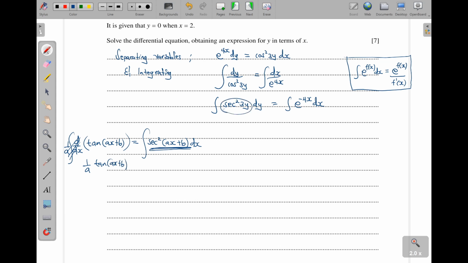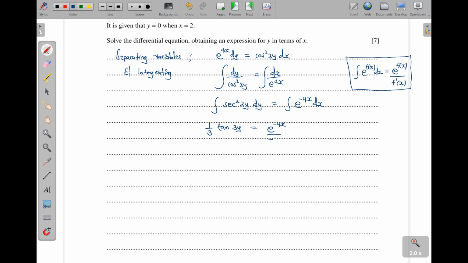So when I integrate this one here, it is going to give me 1 over 3 because the derivative of this angle is a 3. So I will divide it, okay? So I'm going to write a third here of tan of 3y. Then this one will be equal to, here when I differentiate, it becomes a negative 4, then I divide through, so it will be e to the power of negative 4x, over negative 4, then plus a constant here.